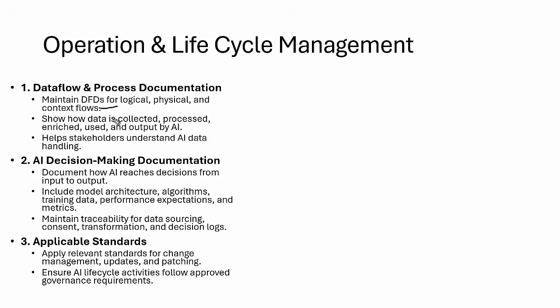Make sure you have proper documentation for model architecture, algorithm, training data, and performance expectation, and maintain traceability. It's very important for regulatory requirements, because if you don't have data traceability and all that, you cannot validate the data. And make sure the AI lifecycle activity follows the approved governance requirements that reflect good parameters.